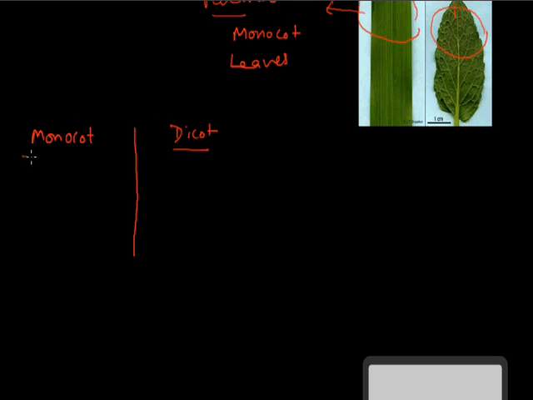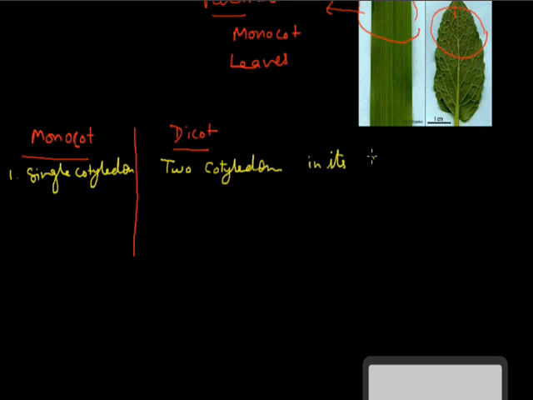So in the monocot, it has a single cotyledon. So what is the difference between monocot and dicot? First point, it has a single cotyledon, while in the case of dicot, it has two cotyledons in its seeds. Now, in the case of monocot, they have parallel venation. In the case of dicot, they have the reticulate venation.